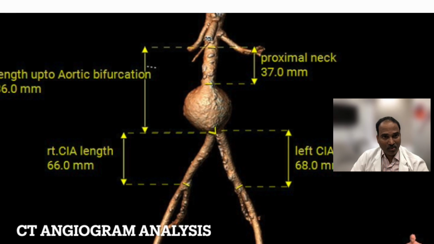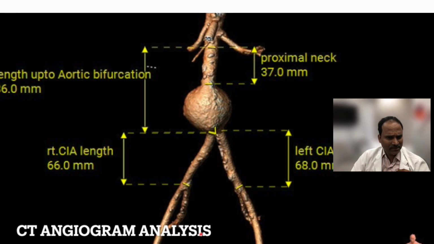And the second point here is, when we are deploying the graft, the bifurcation of the graft portion should start in the aneurysm, and your left iliac, the contragate, should open above the aneurysm, immediately above the bifurcation. So that's very important in this case.